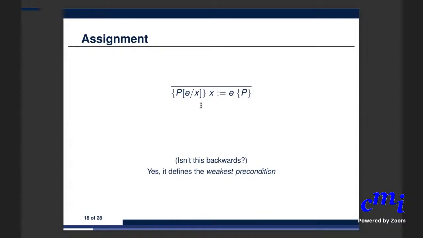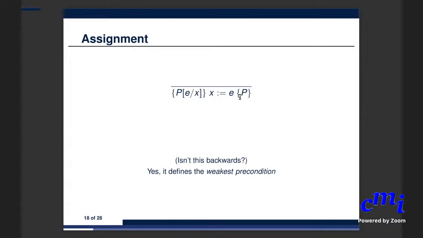Sorry, how is this the weakest precondition? The weakest precondition should be that X could be anything, right? X can have any value. Because if X can have any value, then after the statement X will always have E. So the postcondition will be, I mean, isn't that true?